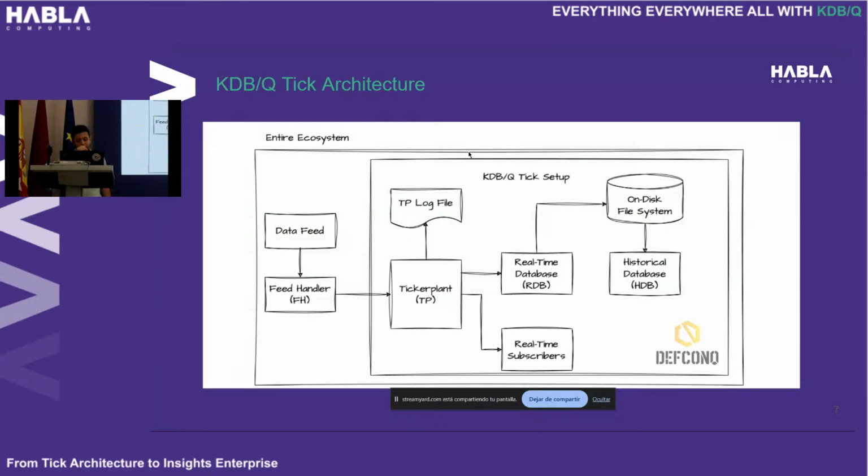And finally, the ticker plant log file is a special thing. It's just a file where we store the data that the ticker plant receives. If we want to restart the tick architecture, we can replay this file so we can restart the real-time database without problem. Okay. So now we have seen more or less the tick architecture. Let's see how these connections are made between processes.